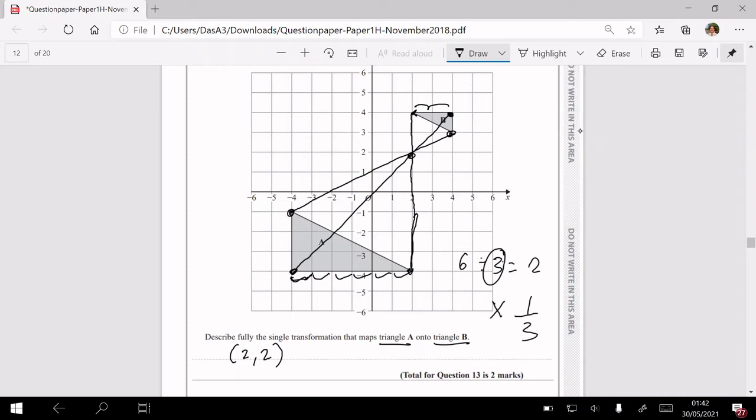Remember, I told you when you're in reverse position, that means it's a negative, right? So the scale factor is negative 1 over 3. So that's it. Hope that was helpful.